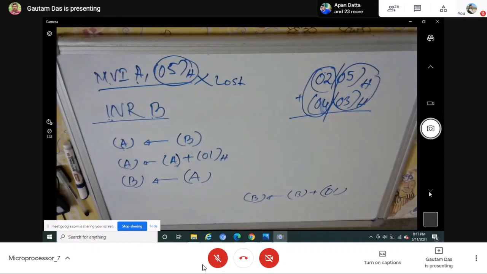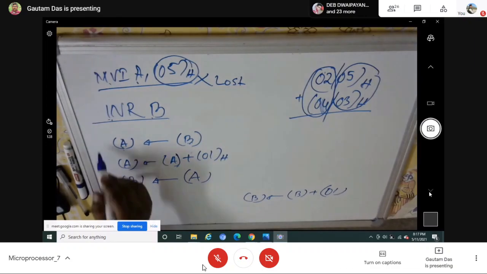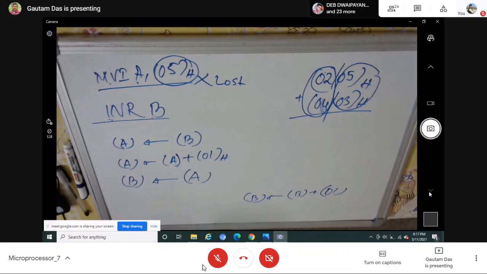Because your initial content, whatever you are asking, will get lost. Definitely you should not want that, because you have some data at A. But whenever I am going to perform INR B, whatever step I have mentioned, internally the processor will do it. And the initial content, the whole content of A, will be lost. So again, that is not desired. Actually, this is not done for INR B. Another two steps are there in between, and those two steps I have not written here.